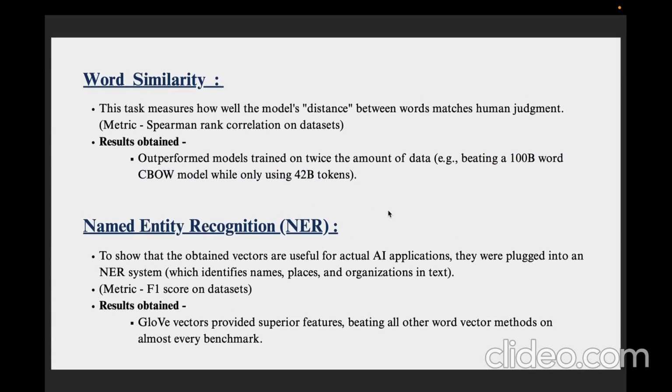Next was the named entity recognition, NER task. To show that the obtained vectors are useful for actual AI applications, they were plugged into an NER system. An NER system is something that identifies names, places, and organizations in text. This is a very useful function for a model to learn, to differentiate between words and build its understanding. The metric used here for judgment was F1 score. The results obtained were that GloVe vectors provided superior features, beating all other word vector methods on almost every benchmark. We can see the proof in the research paper result tables.